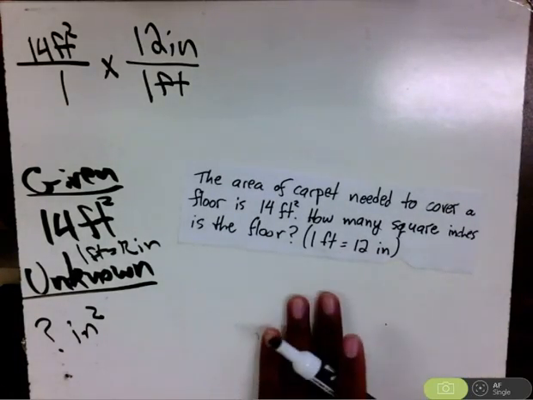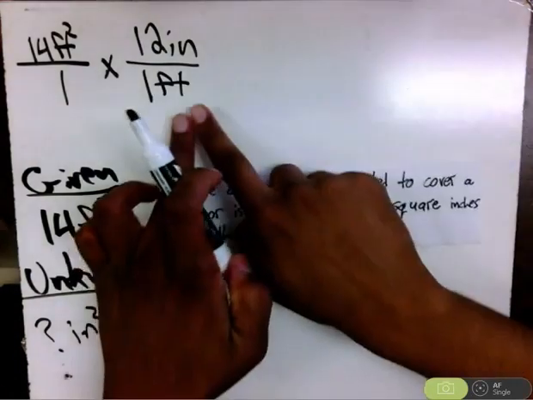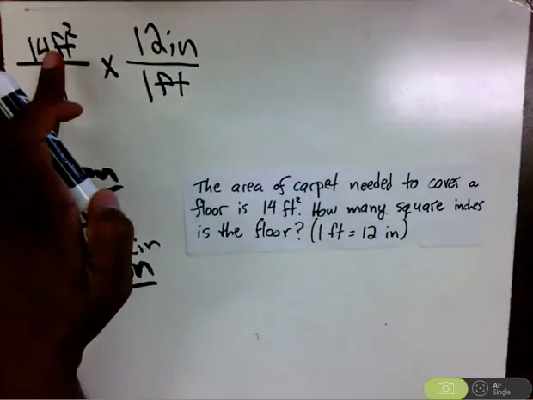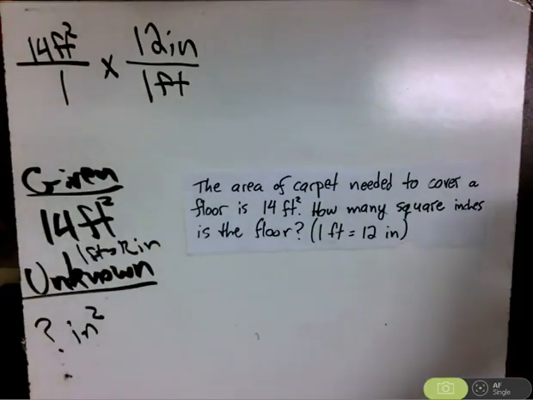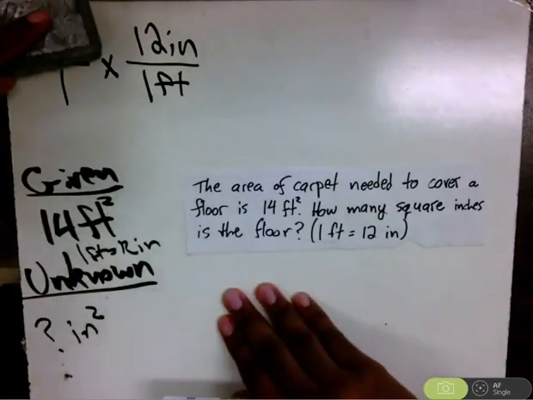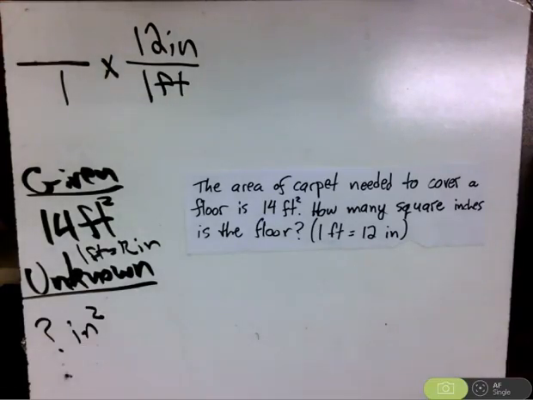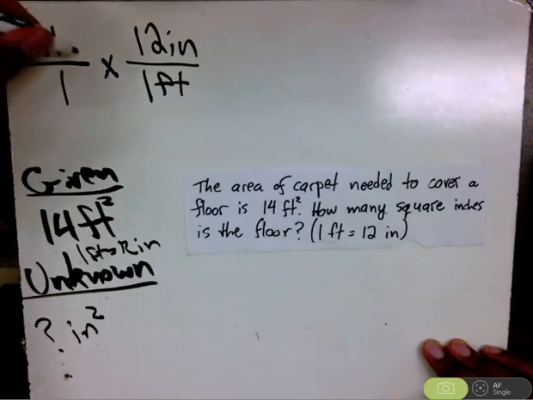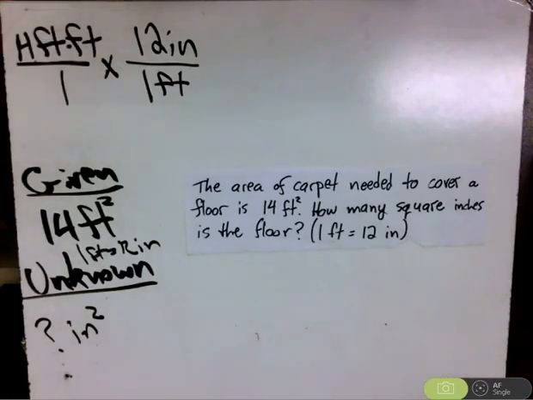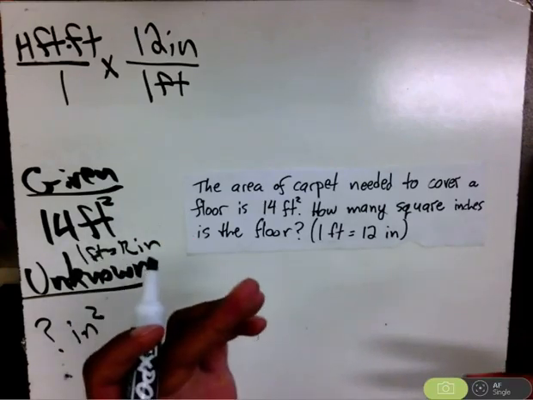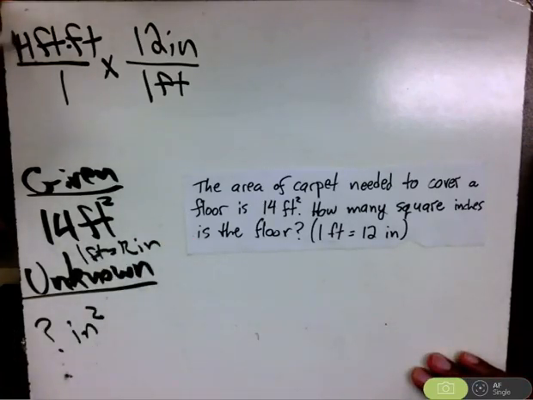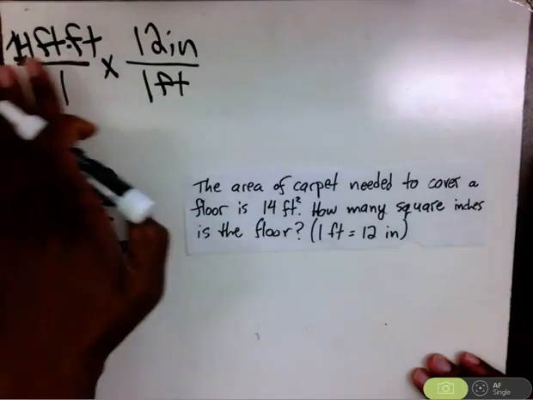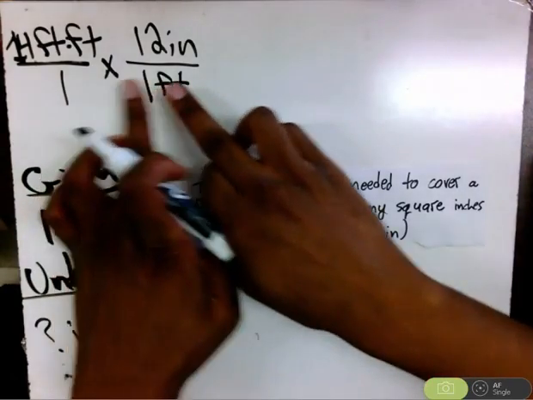But you might notice a slight discrepancy. Down here, I just have feet. Up here, I have feet squared. And instead of writing 14 square feet, I'm going to write 14 feet times feet, because whenever you multiply something by itself, you're squaring it. So really what I'm saying is 14 feet times feet. That's 14 square feet.